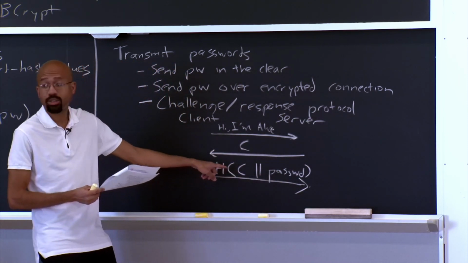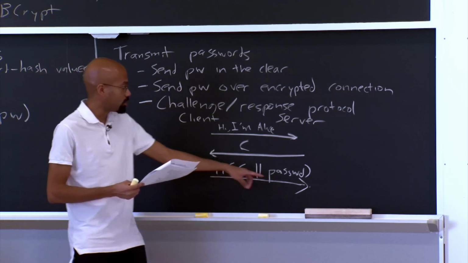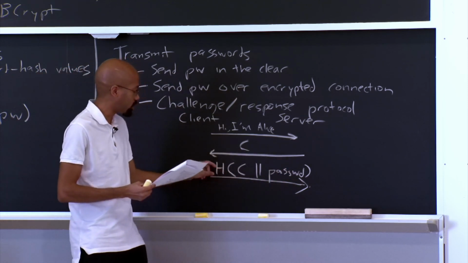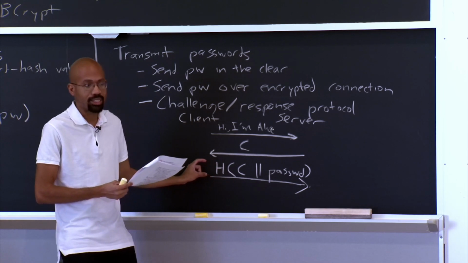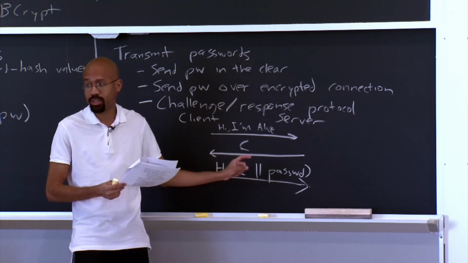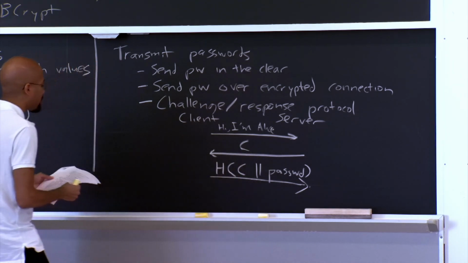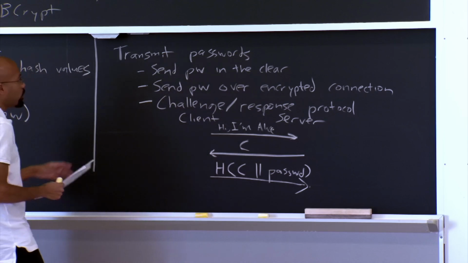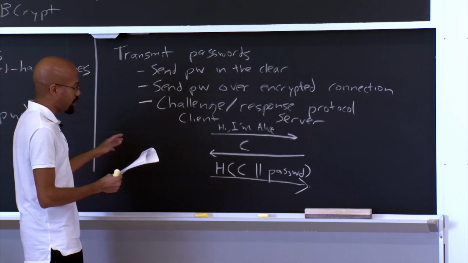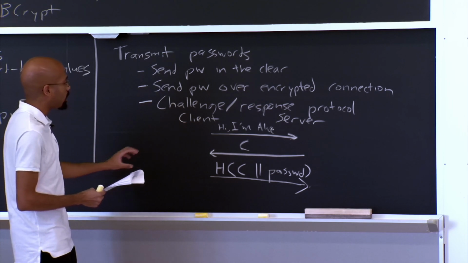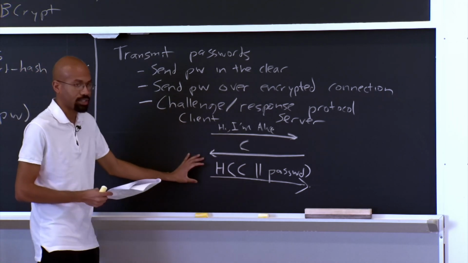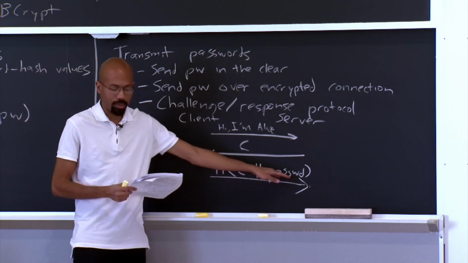So at this point, the server can take this quantity. The server knows the challenge that it sent, right? And presumably the server knows the password. So the server can recompute this quantity and see if it actually matches what the user sent, right? So what's nice about this protocol is that if we ignore man-in-the-middle attacks for a second, the server is now confident that the user is actually Alice, because only Alice would know this password here.